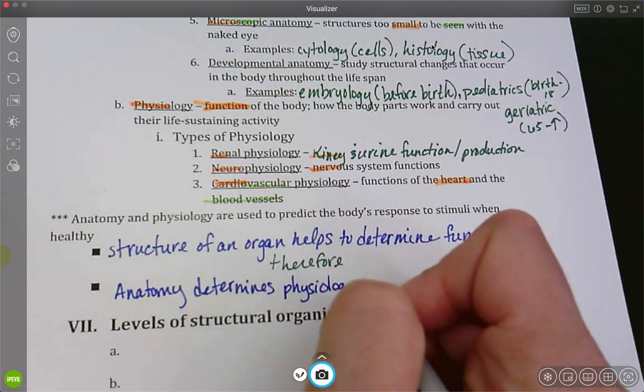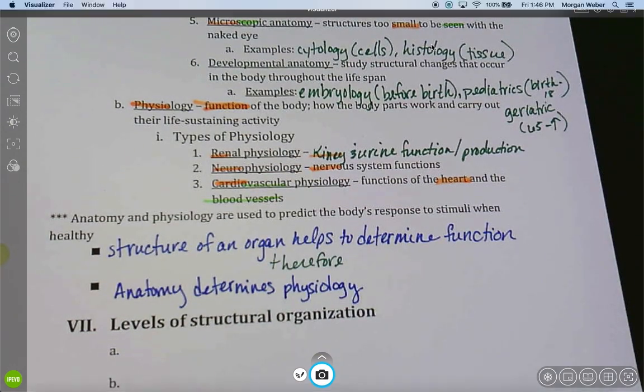physiology. All right. With that interruption, we are going to stop here.